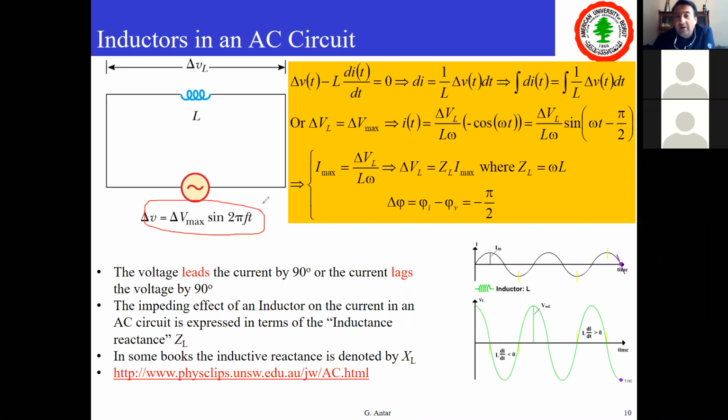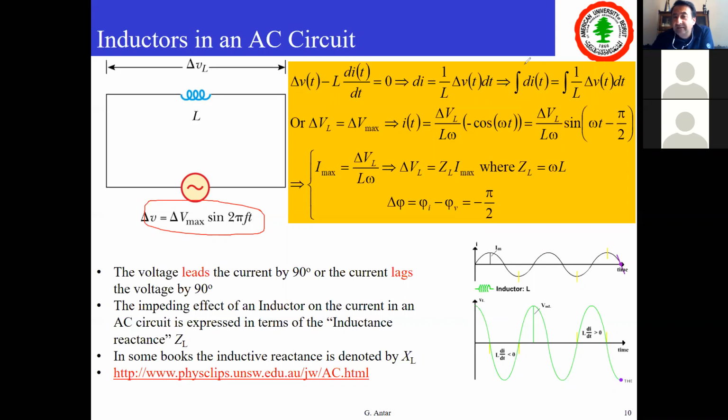So how would you calculate it? Once again, use delta V around the battery equal to delta V around the inductor. Delta V around the inductor is equal to L di over dt. Consequently, delta V of the battery minus L di over dt is equal to 0. This is once again conservation of energy. So delta V is equal to L di over dt, or di is 1 over L delta V multiplied by dt.